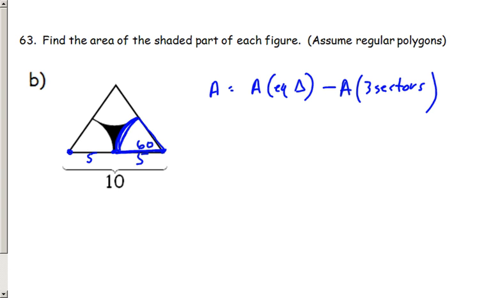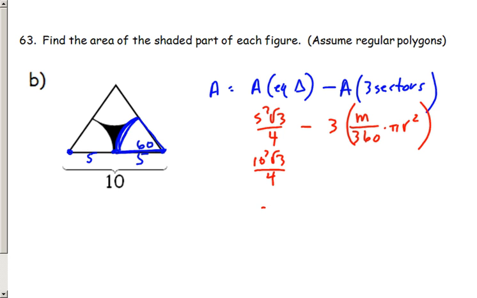The area of an equilateral triangle, just like last time, is always going to be side squared root 3 over 4. The area of 3 sectors is going to be 3 times the measure of the arc over 360 times pi r squared. Right? The area of one sector is the measure of the arc. So what I end up with here is 10 squared root 3 over 4. We just did this one. You know it's going to end up giving you 25 root 3.